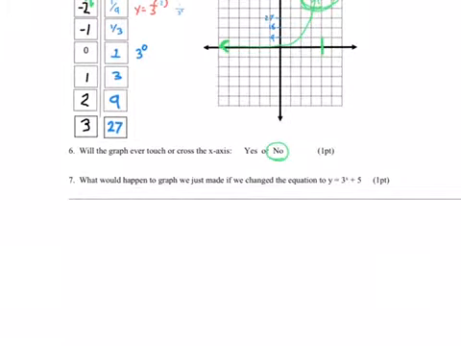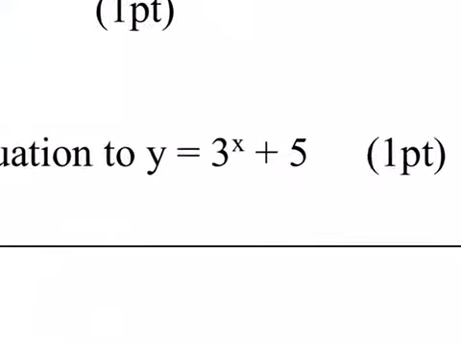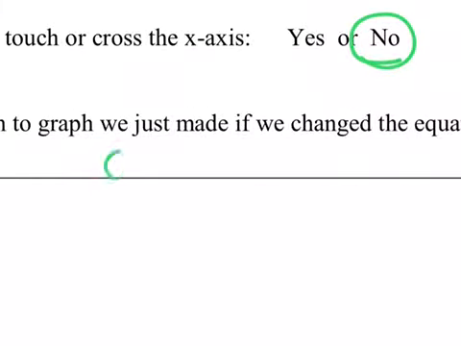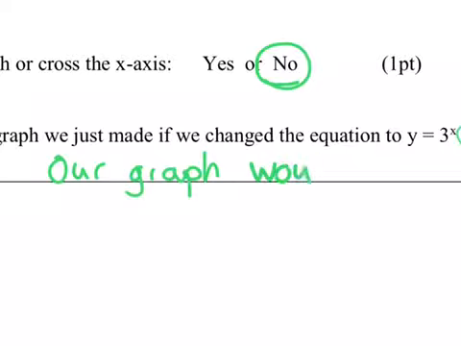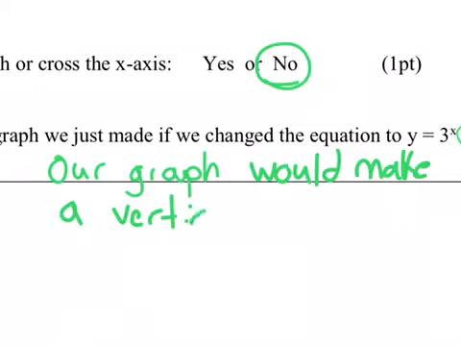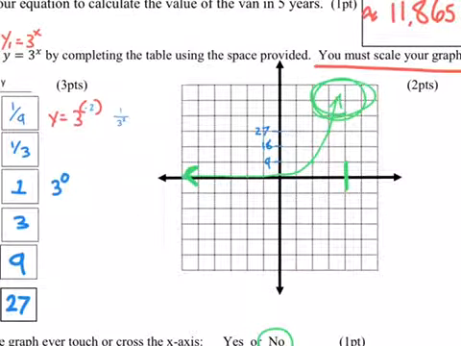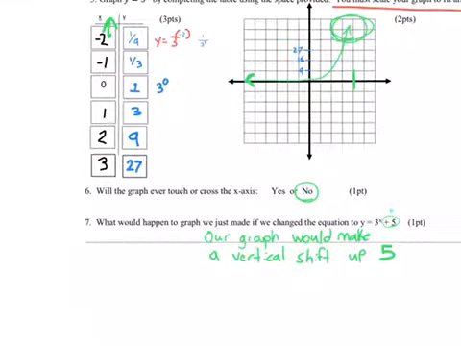Question 7 is saying, hey, what would happen to the graph we just made if we changed the equation to y equals 3 to the x plus 5? Well, this plus 5 is a k value. That means our graph would make a vertical shift, and it's going to go up 5. So that would move the asymptote up 5. It would take this entire graph up, or if you want to think of it another way, you'd be adding 5 onto all of those different y values.